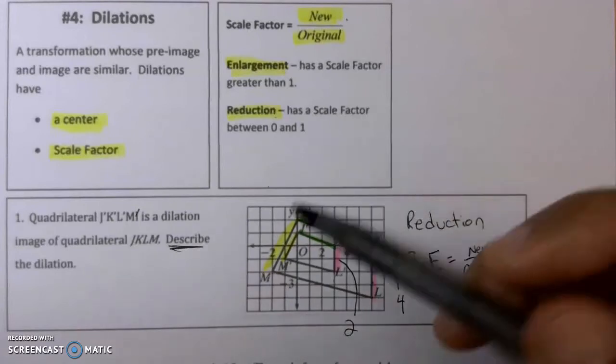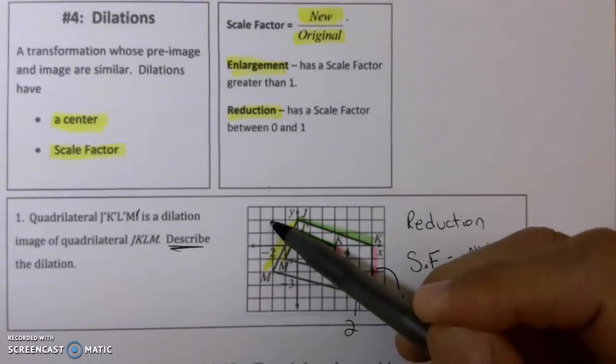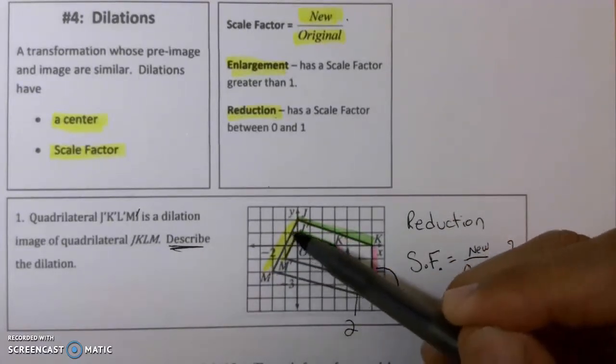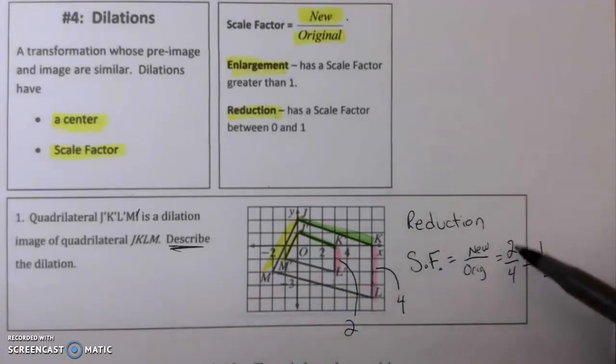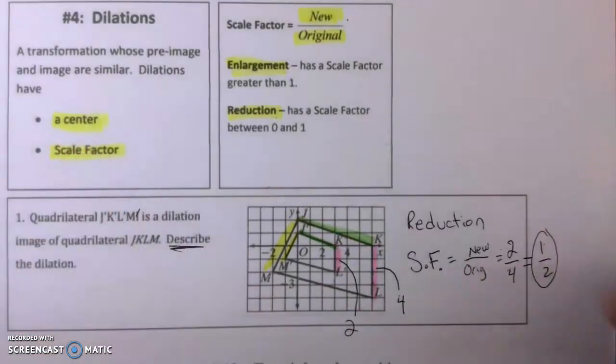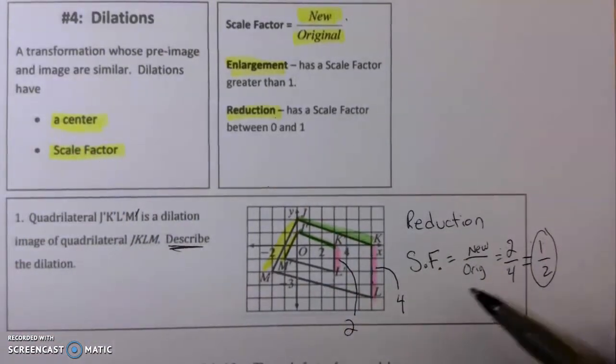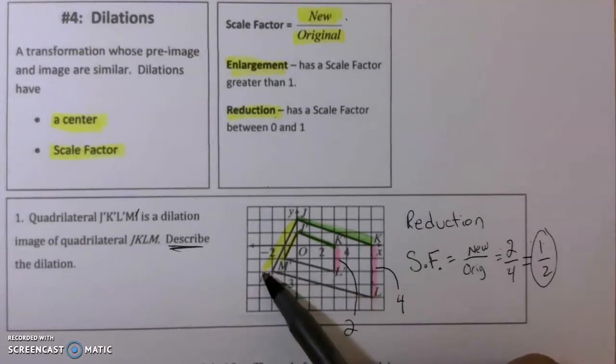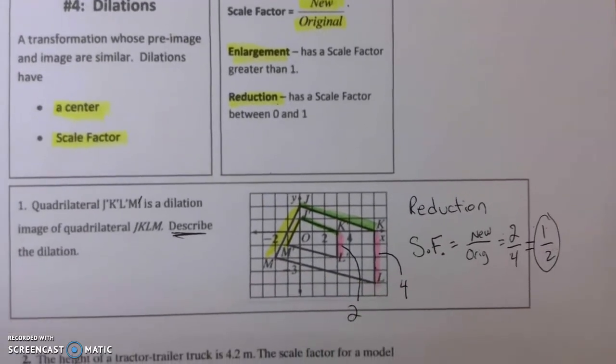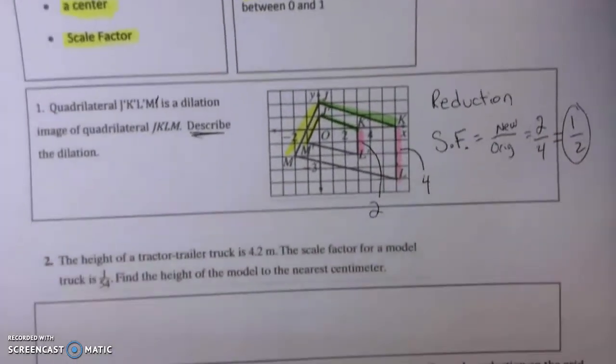Again, I could have done the other sides and gotten some numbers here, but everything would reduce down to the same scale factor because every side is going to shrink at the same rate. So it's not like, well, what about this side here? It would still get to 1/2. All right, let's do number 2.